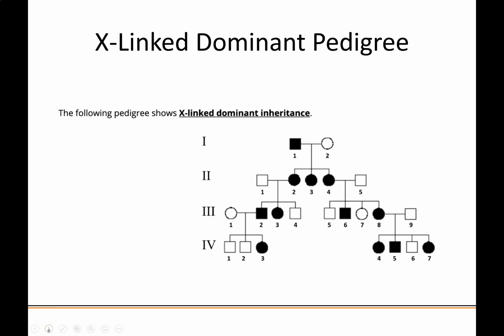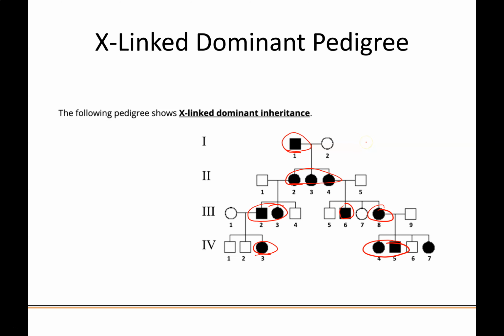Last one, this is an X-linked dominant. So we can look for indications of dominance. We have an affected parent. They always produce affected children. That is a strong indication that this is a dominant trait. Now, we can't tell for sure. This is not really 50-50 here.